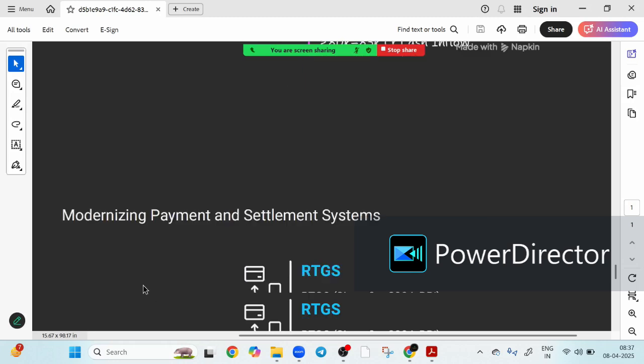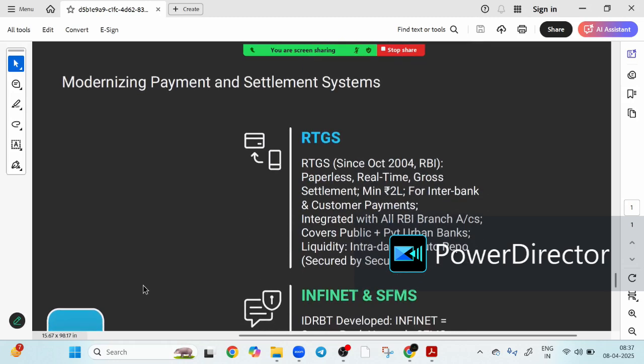Now friends, let's switch our focus to the most important aspect, that is modernizing payment and settlement systems. So friends, the Indian financial system has come a long way from paper cheques and long queues. Welcome to the age of high speed, secure and seamless digital transactions. So we decode the key players and the platforms that are revolutionizing the payment and settlement system of the country.